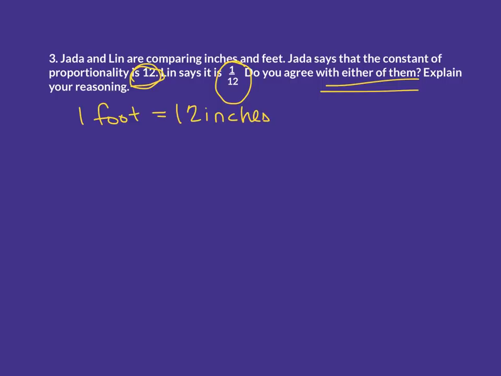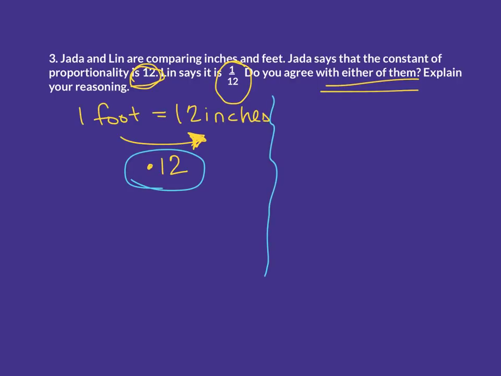So if you know that, the constant of proportionality is 12 if we go from left to right. We'd multiply everything times 12. So therefore the constant of proportionality would be 12.